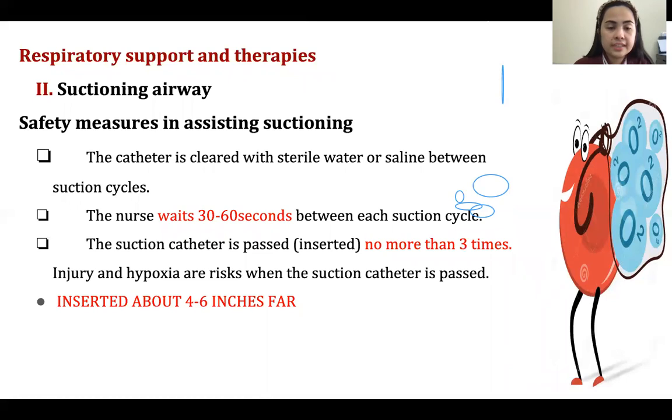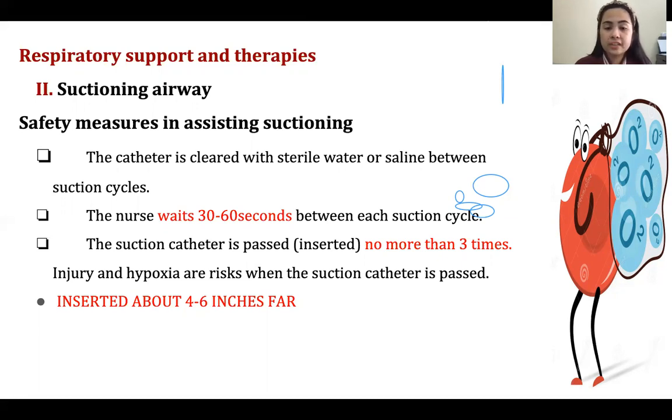Then another is the catheter is cleared with sterile water or saline between suction cycles. We are using sterile water or normal saline to clear the secretions. And then the nurse waits for 30 to 60 seconds. You need to wait 30 to 60 seconds when you want to suction again. If you see that you still need to suction the patient, you need to wait 30 to 60 seconds so the patient will regain his oxygenation.